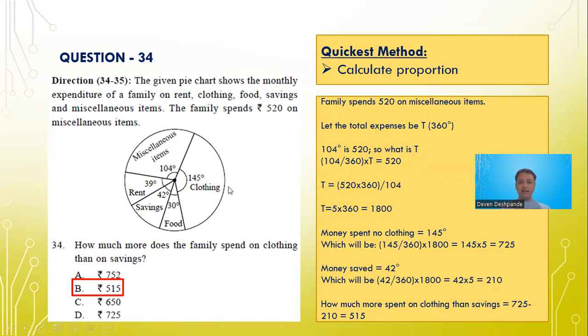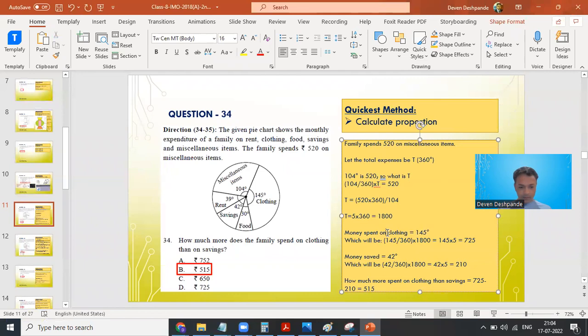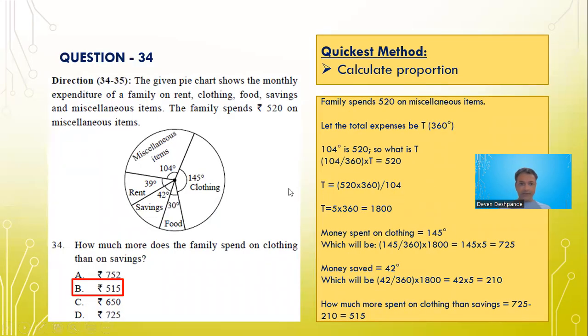Total expenses are 1800. Money spent on clothing. How much is money spent on clothing? 145 degrees is spent on clothing. The proportion is 145 upon 360, into the total 1800. So 360 into 5 is 1800. So it is 145 into 5, which is 725.